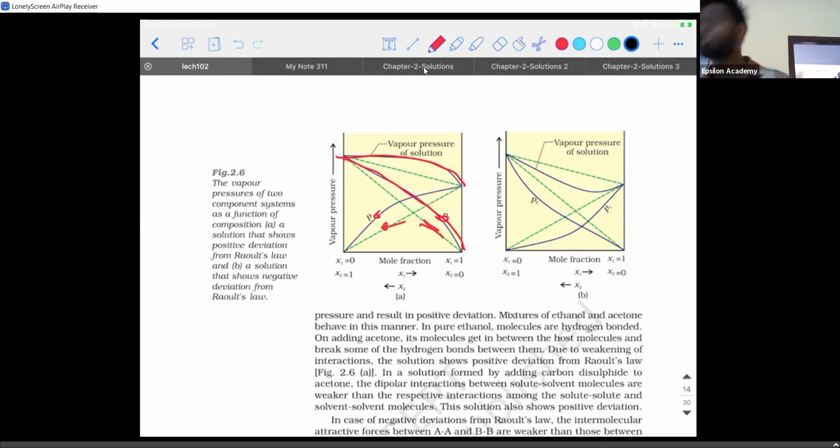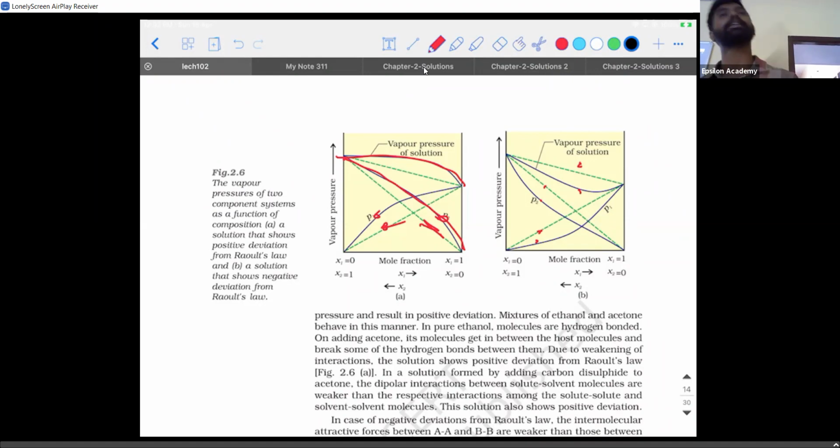Same way, you see for negative deviation, the observed vapor pressure is lesser than what I expect. You see, this is the vapor pressure expected, but it is lesser than that. Again, this is the vapor pressure expected, lesser than that. This is the total vapor pressure expected, and this is what I see in reality. All are lesser than the expected values. Negative deviation.